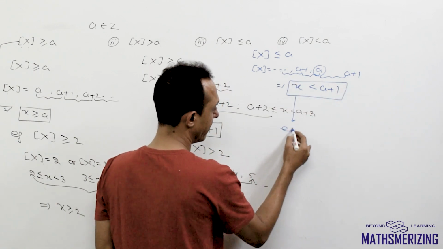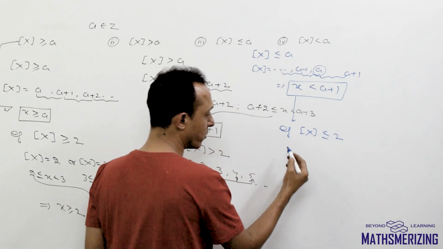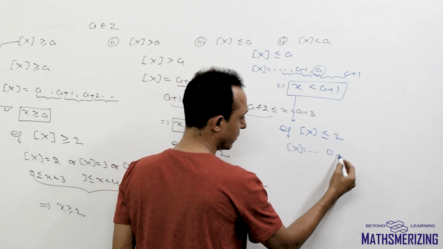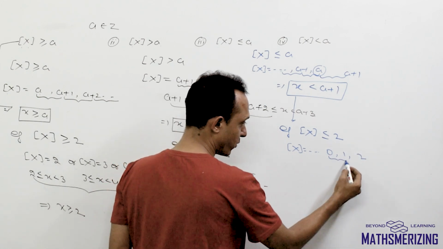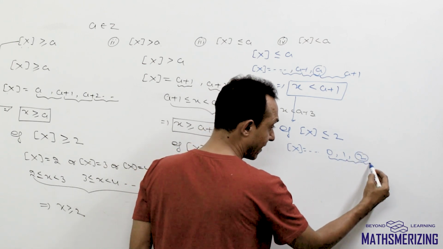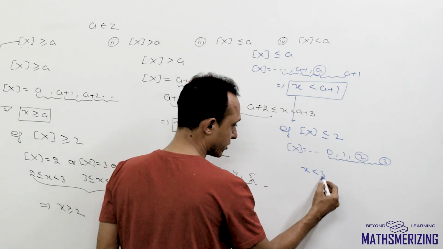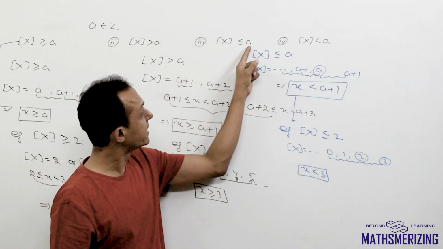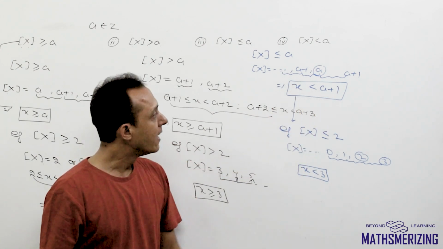Now say for example, suppose I say greatest integer function of x is less than or equal to 2. Here I know greatest integer function can take the values 0, 1 and then 2. It'll take the value 0 when it lies between 0 and 1, the value 1 when it lies between 1 and 2, and the value 2 when it lies between 2 and 3. So from here I can say the value of x should be less than 3. So when greatest integer function of x is less than or equal to a, then simply x is less than a plus 1. So in this case, x is simply less than 3.